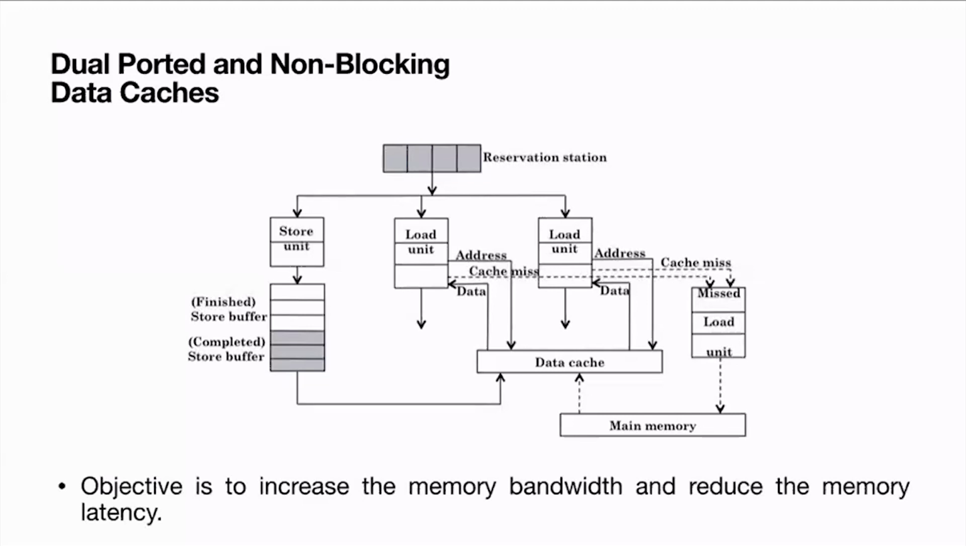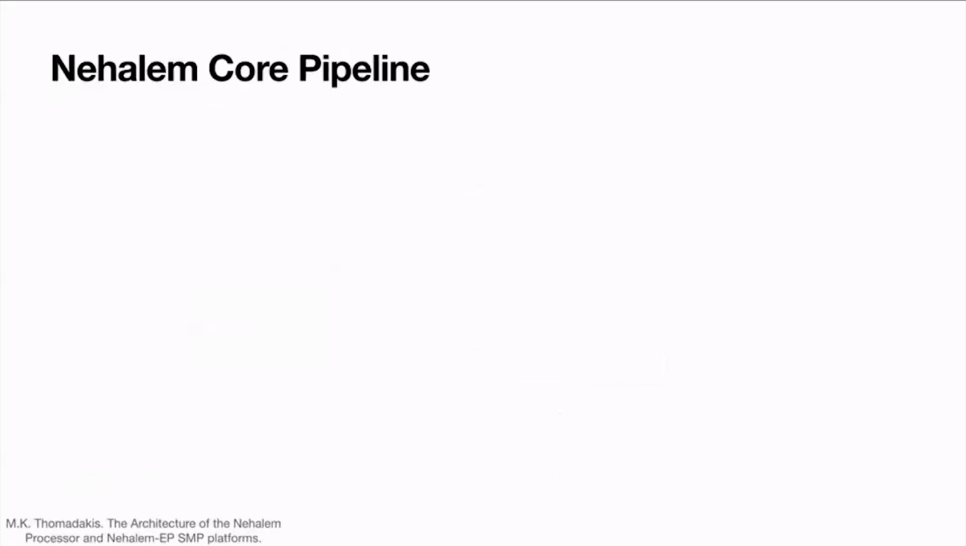The major objective of any of these memory operations is to improve the memory bandwidth and reduce the average memory access time, so that the performance of the whole system is improved. Right? So with that, I completed the superscalar part.